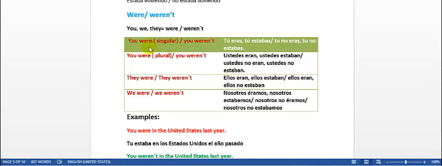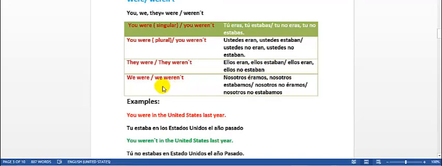You were, singular, significa tú eras o tú estabas. You weren't, the negative form, la forma negativa, tú no eras, tú no estabas. You were, plural, en la forma plural, porque recuerden que el pronombre you significa tanto tú como ustedes. Ustedes eran, ustedes estaban. You weren't, plural, ustedes no eran, ustedes no estaban. They were, ellos eran, ellos estaban. They weren't, ellos no eran, ellos no estaban.